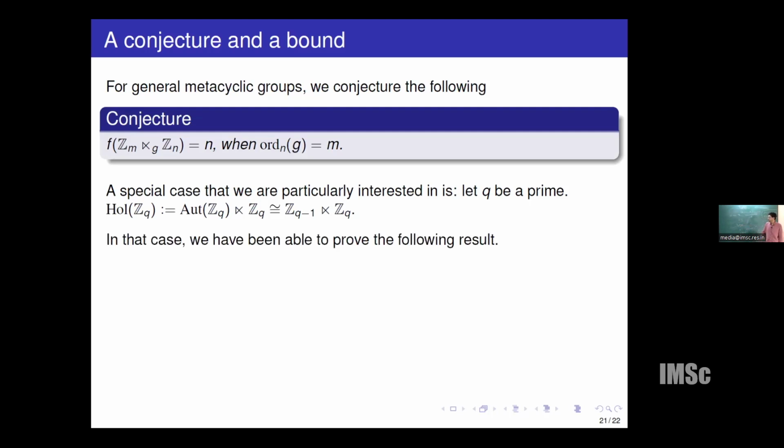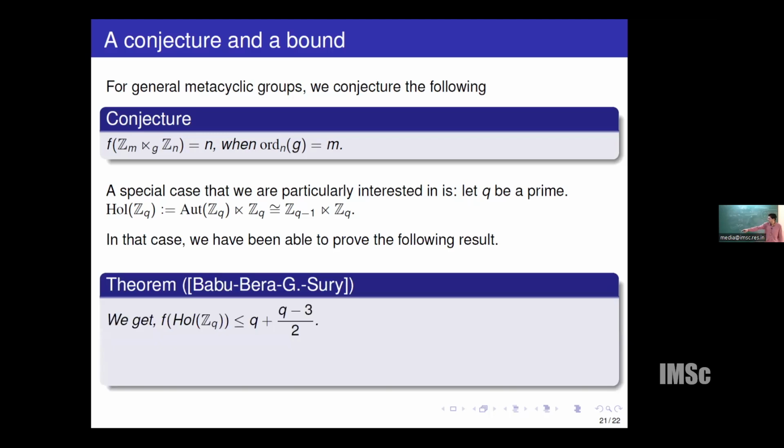What we had been able to prove is that F of the holomorph of Zq is bounded above by q plus (q minus 3)/2, but we haven't been able to come down to q. Just for reference, the Davenport's constant for the holomorph of Zq is 2q minus 2. I want to prove that F is actually equal to q, but we have only been able to prove that it is less than or equal to q plus (q minus 3)/2. So it's like we proved that it is in the lower half of where we want it to be.